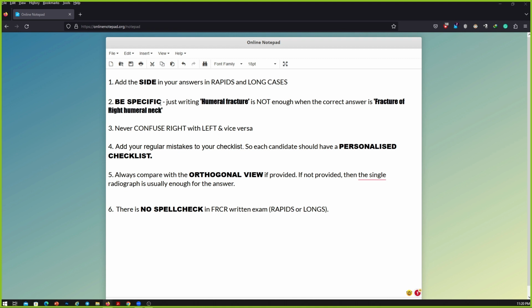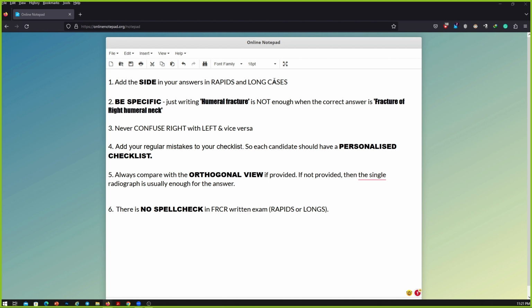So my suggestion would be to add the side in your answers in rapids as well as long cases. Inculcating a habit of writing sides wherever you get a lesion, even in your daily reporting, is good. Because you don't have a habit of writing sides, if you get a right-sided radiograph, you might end up writing a left-sided one, or you don't know what the examiner wants or what is written in the answer key for the examiners of the Royal College.